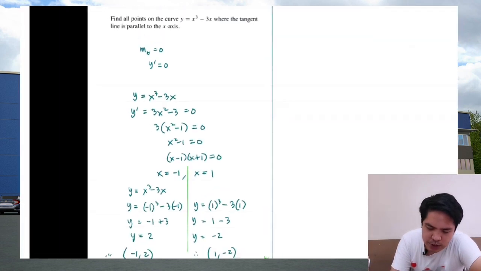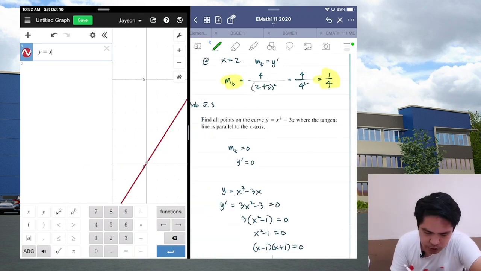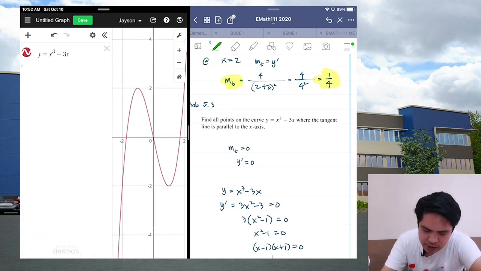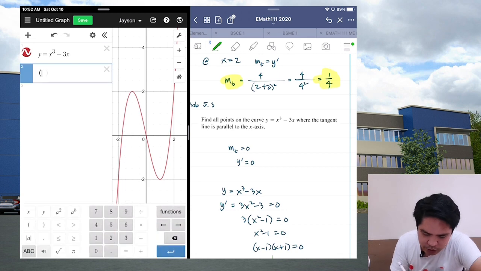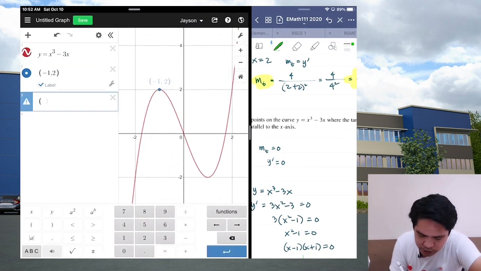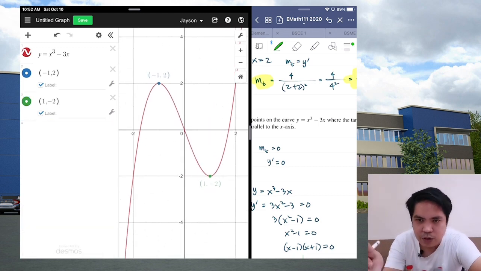Okay? So, check natin using our graphing tool. So, the function was y is equal to x cubed minus 3x. So, we have this. Now, the points na nakuha natin is at negative 1, 2. This point, negative 1, 2. That point. Okay, and we have positive 1, negative 2, that point.